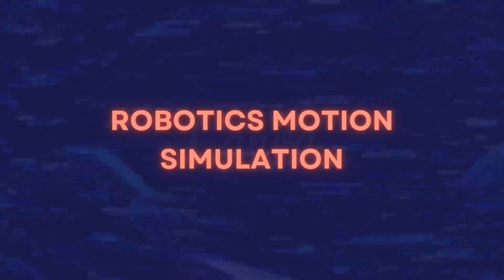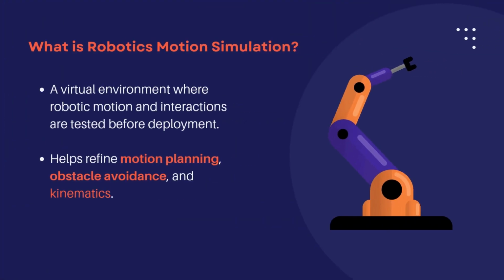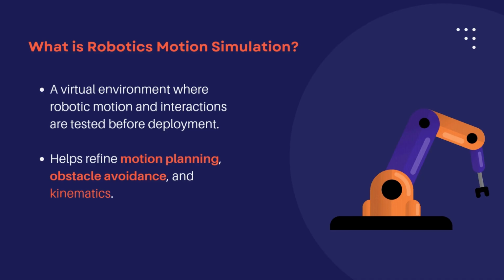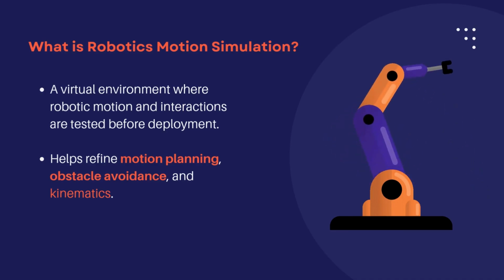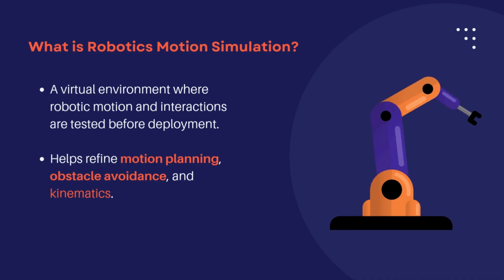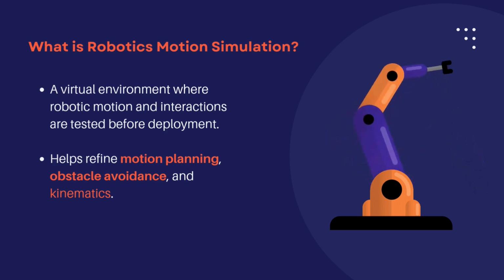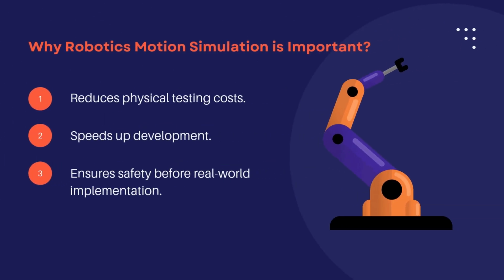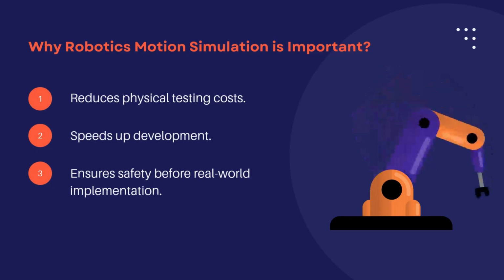Another example of physical simulation is robotics motion simulation. Robotics motion simulation is a virtual environment where robotic motion and interactions are tested before deployment. It helps refine motion planning, obstacle avoidance, and kinematics. Why is robotics motion simulation important?